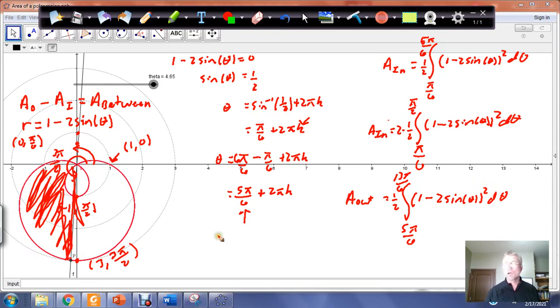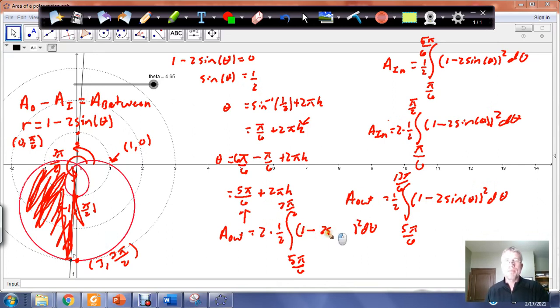So we could alternatively say that the area of the outer limacon loop is just equal to 2 times 1/2 times the integral, taking the angle from 5 pi over 6, and this isn't going to change, but only rotate through to 3 pi over 2, of r squared d theta. And this would be 1 minus 2 times the sine of theta.